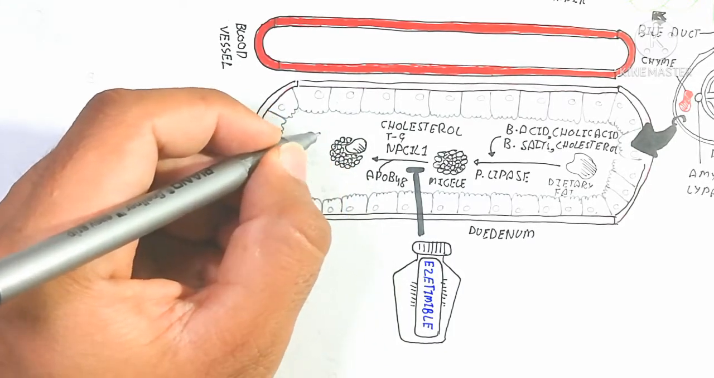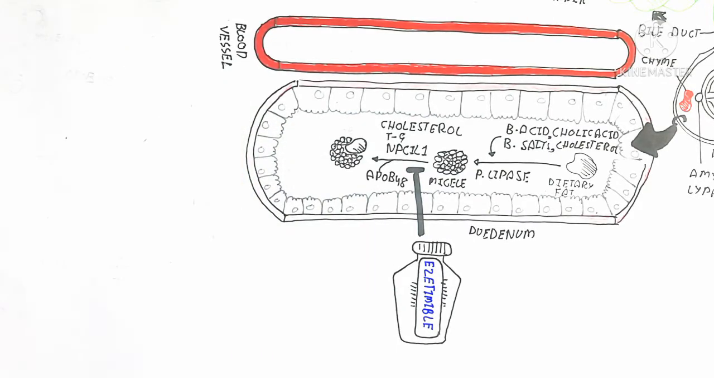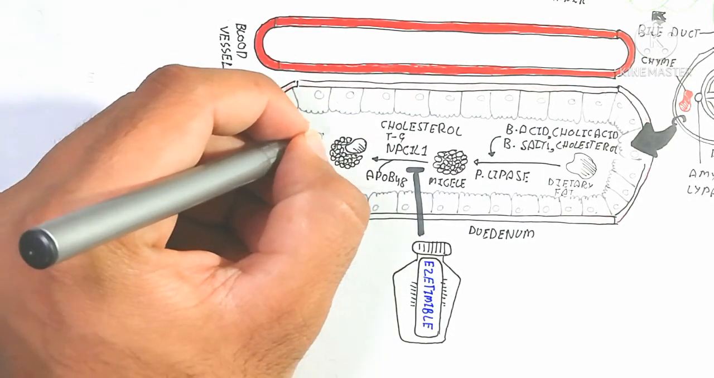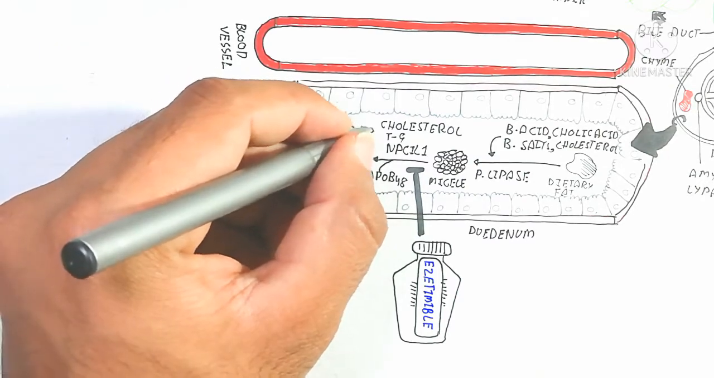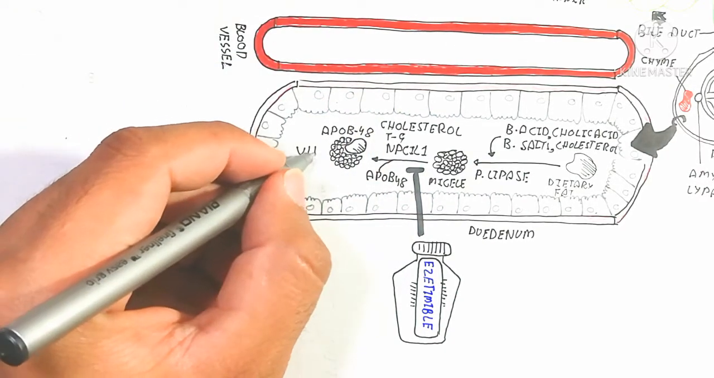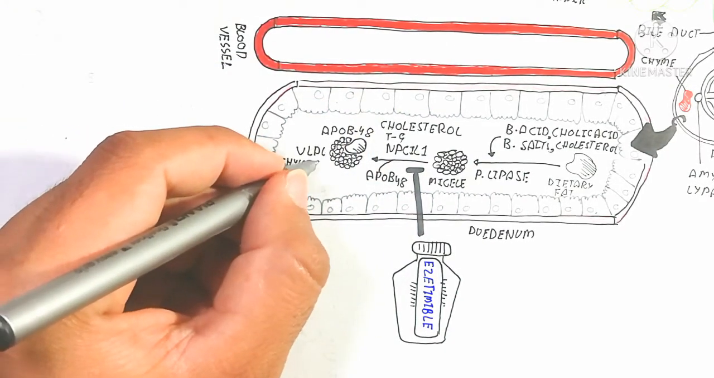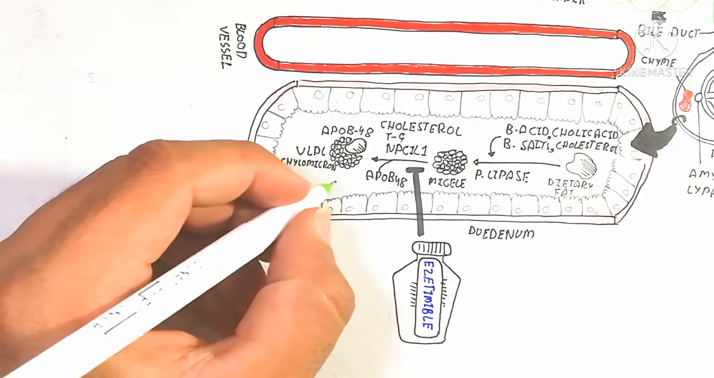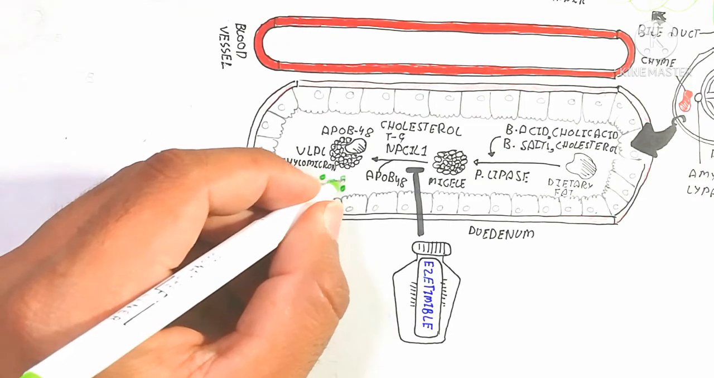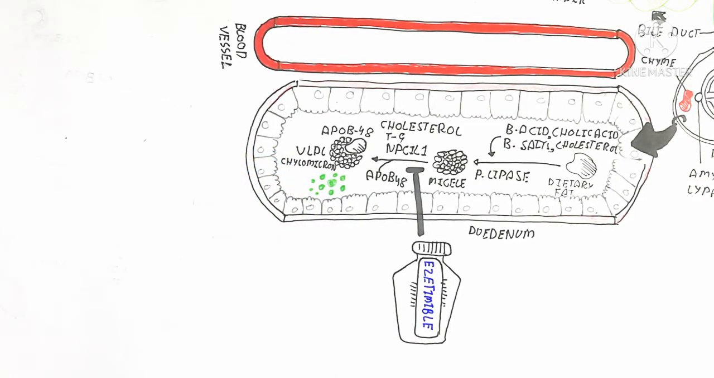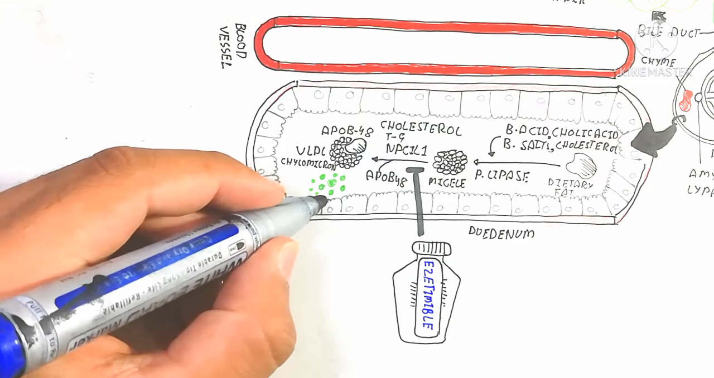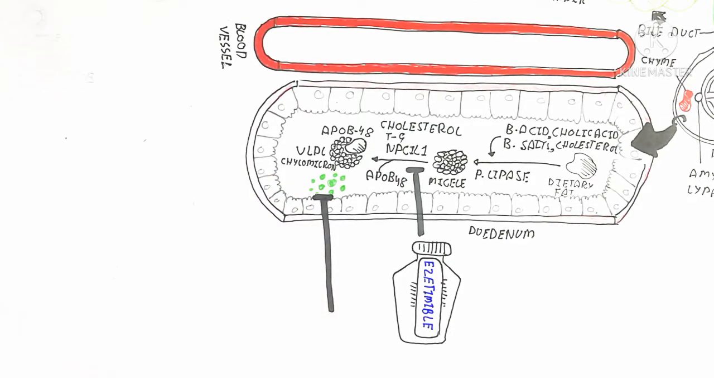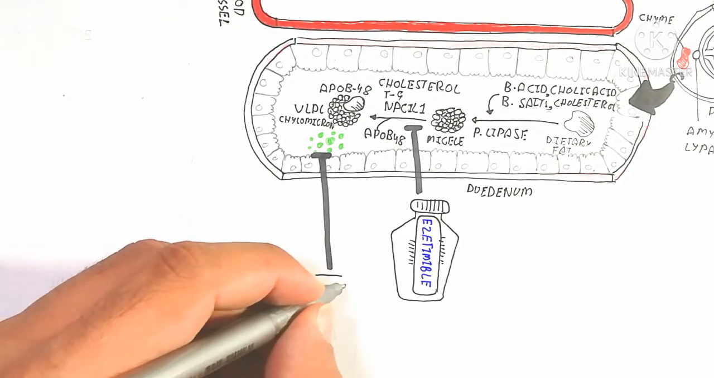Here ApoB48 is added to the micelle to produce the very low density lipoprotein, which contains a high amount of fat but a low amount of protein as well as a low amount of cholesterol, which comes from dietary cholesterol, not synthesized in the liver. Next we will discuss the liver synthesis of cholesterol. First of all, we should understand that the chylomicron is formed in the enterocyte.